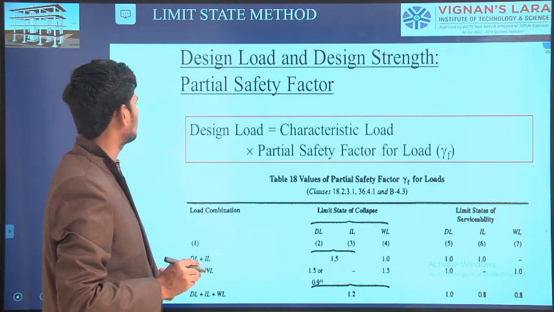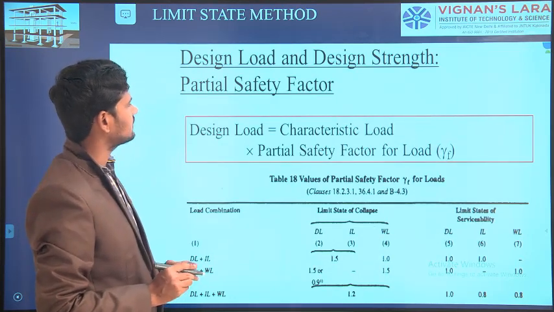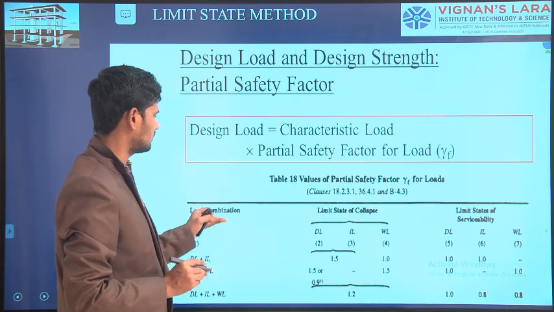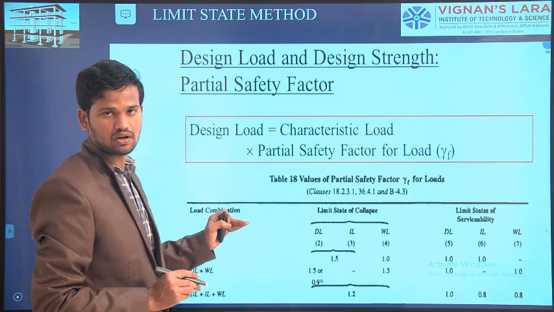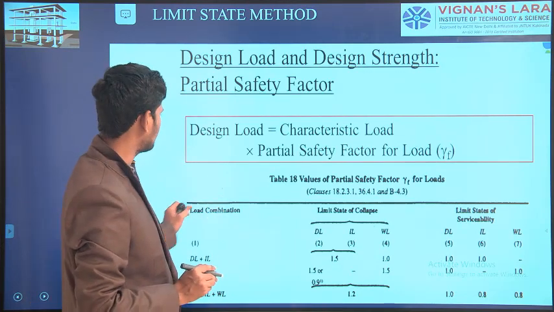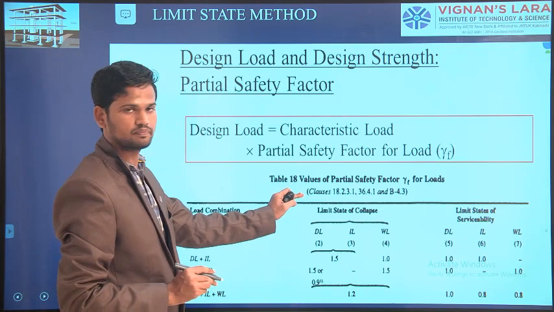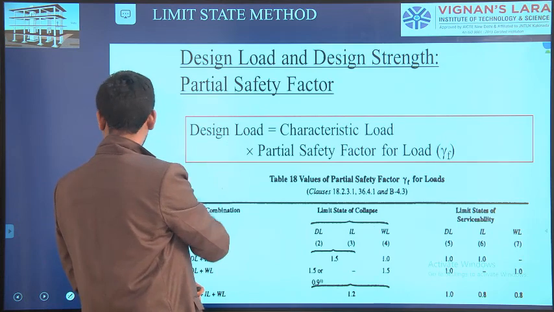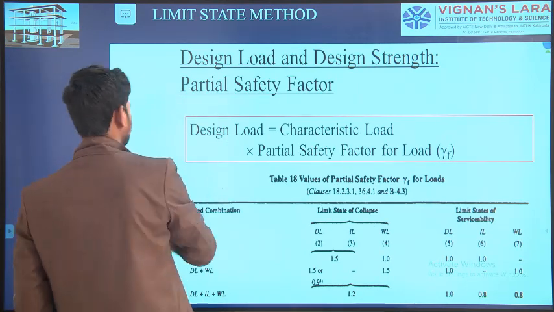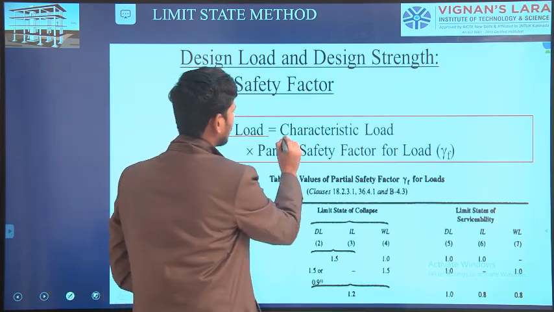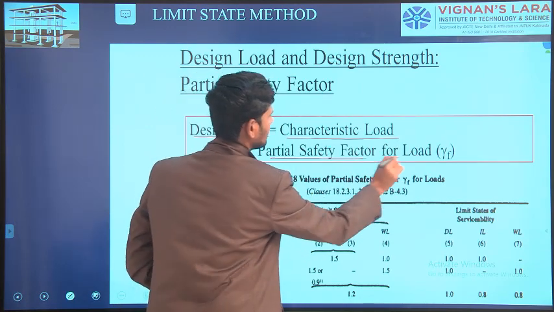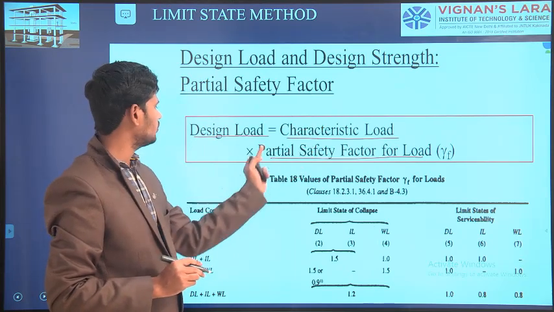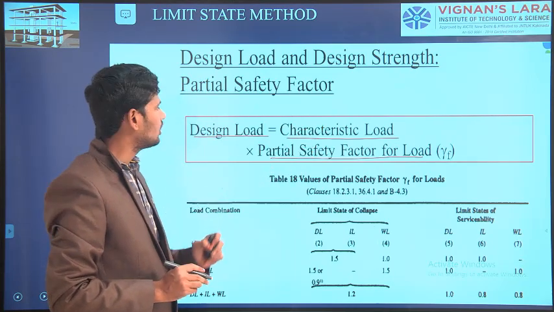And if you see here, the design load and design strength partial safety factors, one more table I have inserted here. This is the image I copied from our code book IS 456-2000. This is the code book substituted values. I will show the next image also. Here, design load equals characteristic load into partial safety factor for the load.